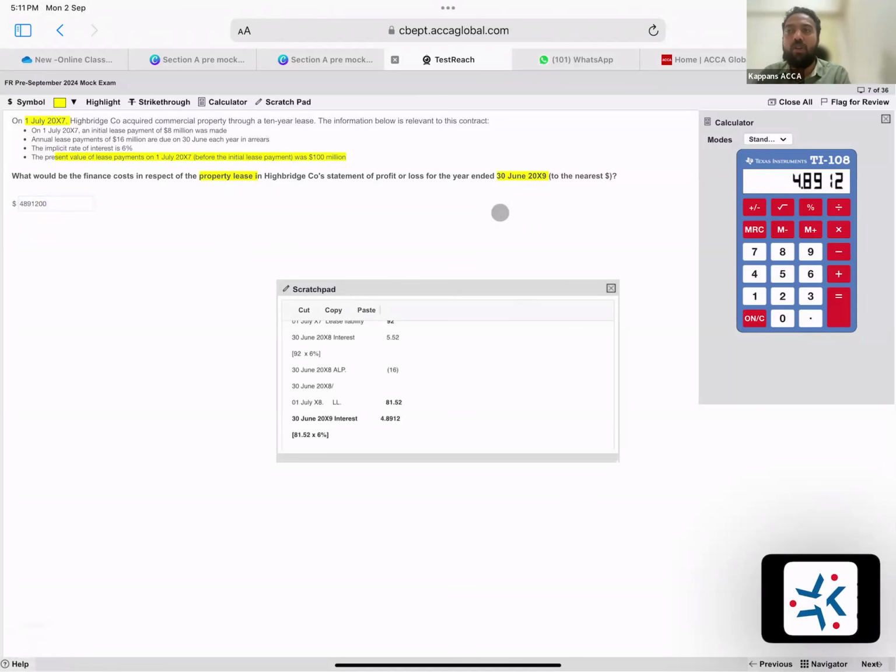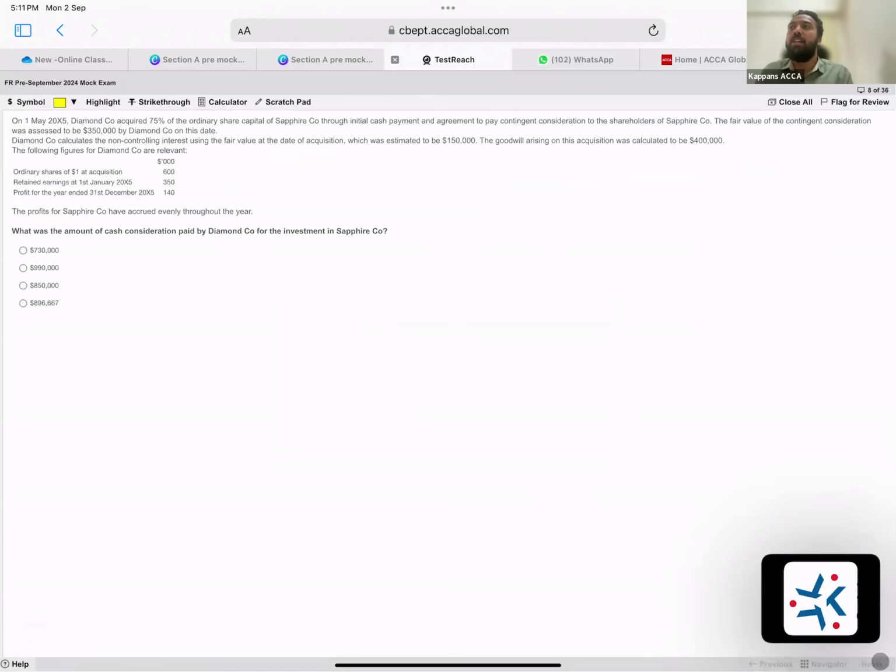Always be very careful with the year end. You have to calculate for 2 years. Next question. It's quite an interesting question. It's a consolidation question, but quite interesting.